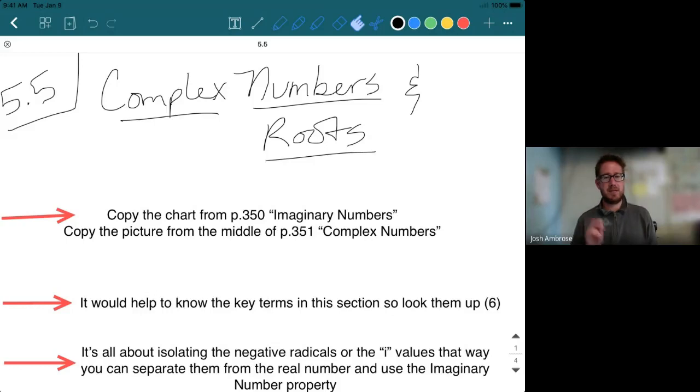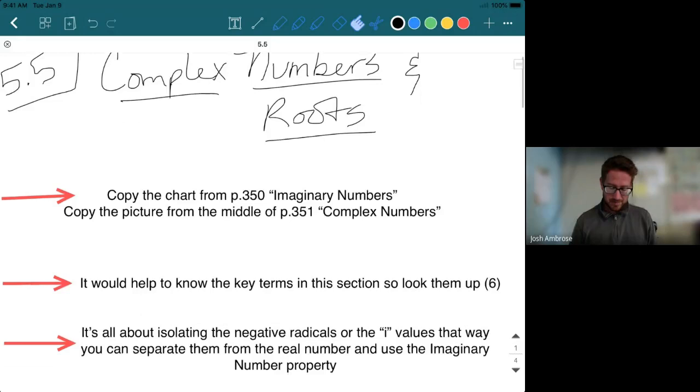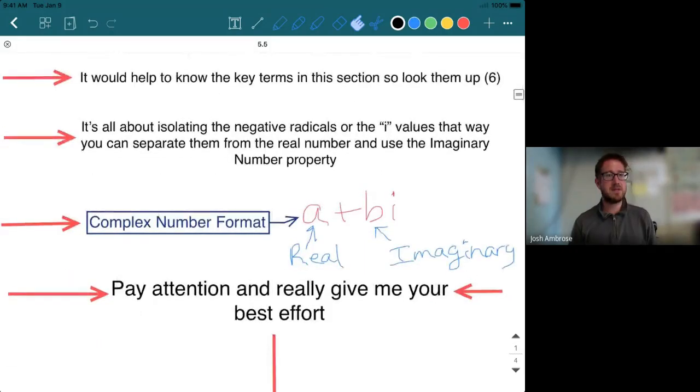I'd like everybody to take a look at page 350. There's a chart there that talks about imaginary numbers. You need to know and understand this information that's in that chart. Also, another one in the middle of page 351 talks all about complex numbers. You're going to want that chart as well. I promise you guys, this isn't for my good, this is for your good. Let's see what goes on with the rest of this section.